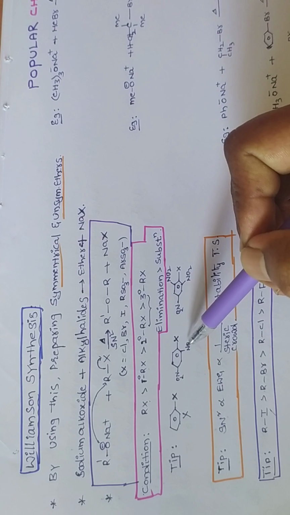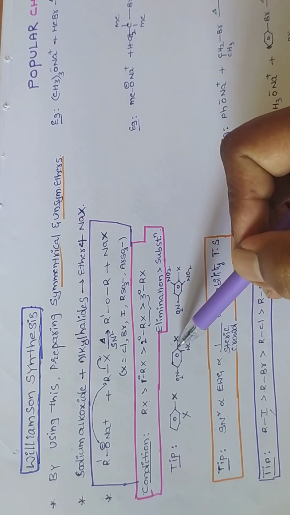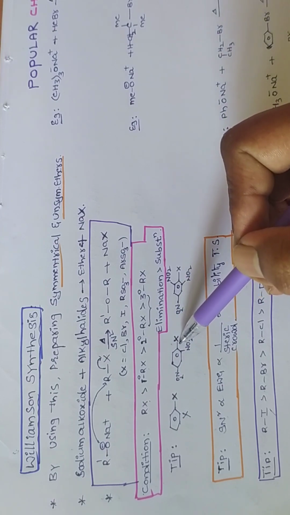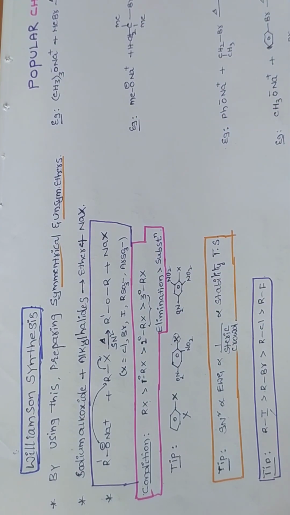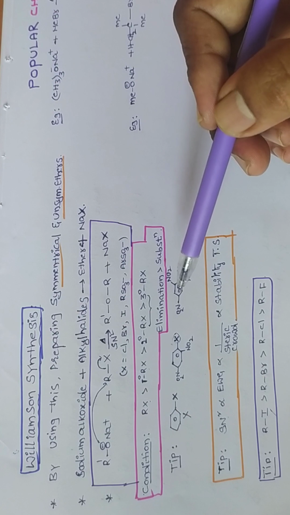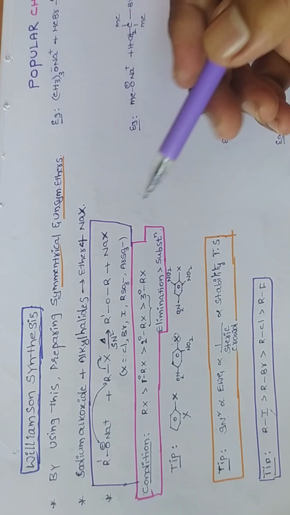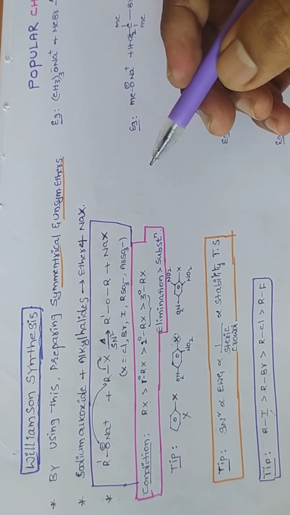Wherever an electron withdrawing group is present, this bond is easily broken. The carbon halogen bond is easily broken, and then the substitution happens. Okay, now by using these three simple tips, we can solve Williamson synthesis reactions.